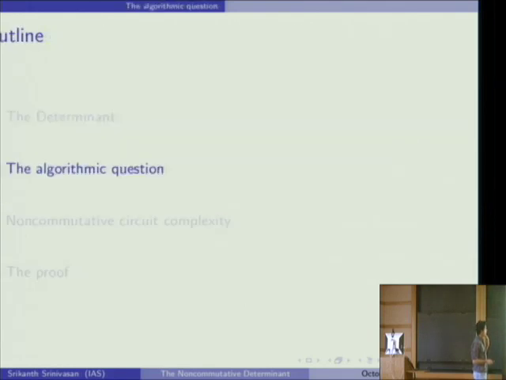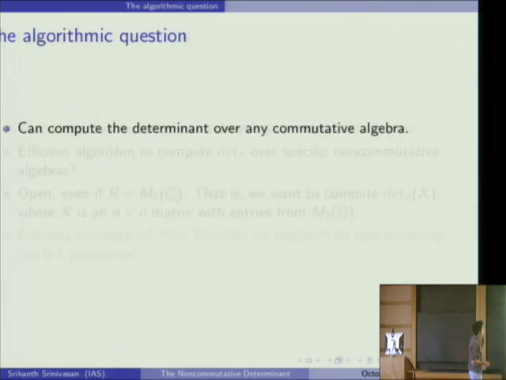Okay, so let me tell you a little bit more about each of these questions. I'll start with the algorithmic question. I'm then going to go to the circuit complexity question, and most of the time I'll be talking about that. Right. Now, as we all know, we can use Gaussian elimination to compute the determinant of an n by n matrix over any field.